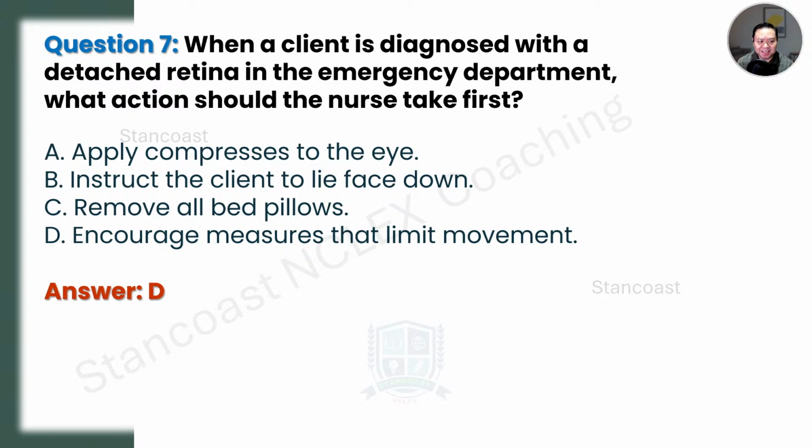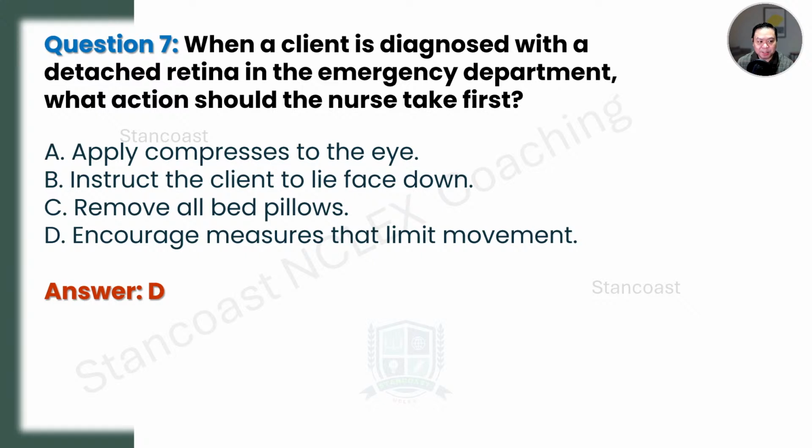And if you selected letter A, apply compresses to the right eye, we can do the cold compresses to the eye, especially the right side, after the surgery. And this is to help in the healing process, but not before the surgery. And this is not really going to help the stabilization of the retina. Our goal in the acute phase is to limit the eye movement to prevent increase in the intraocular pressure, and also to decrease physical activity this time.